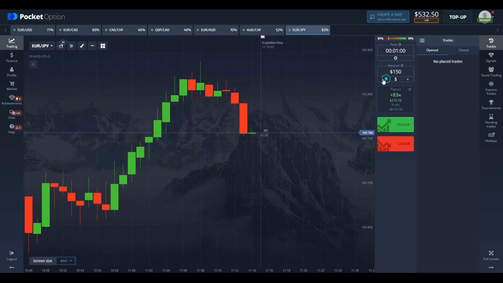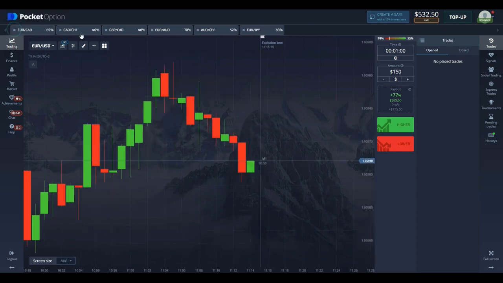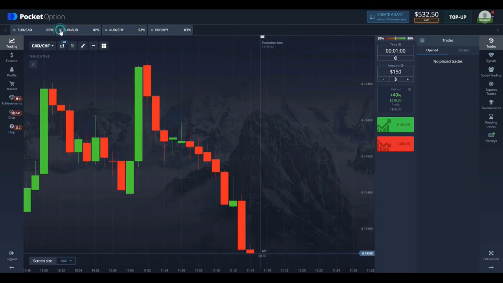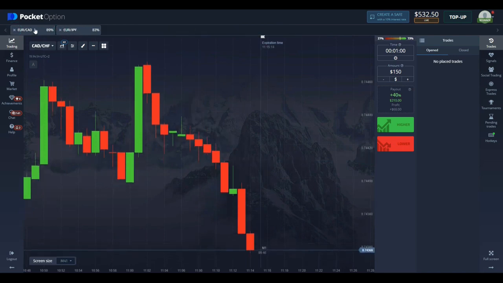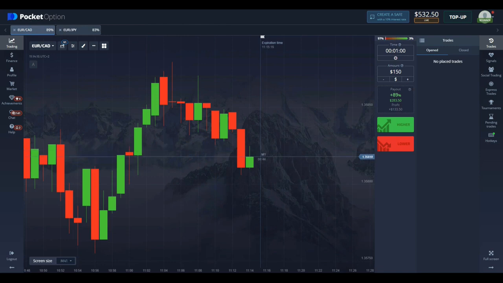Here we are, $532. We're going to go with 150 to start off and see what we got. But now let's proceed to our first entry of the day and see what we can get, and I'll explain how the strategy works. Let's go.